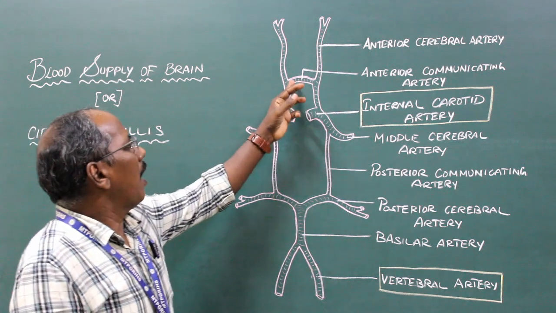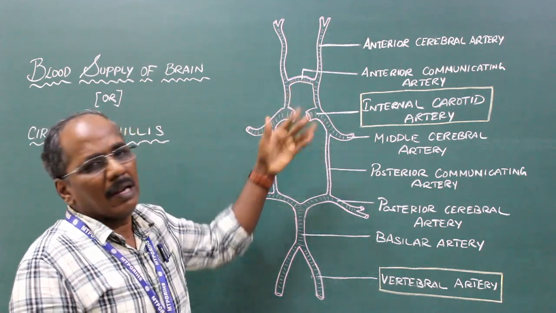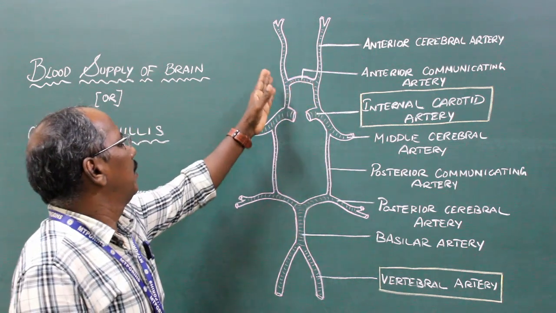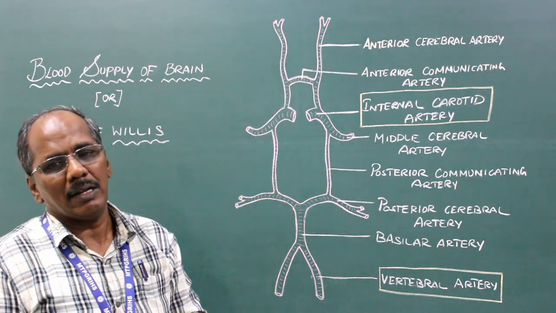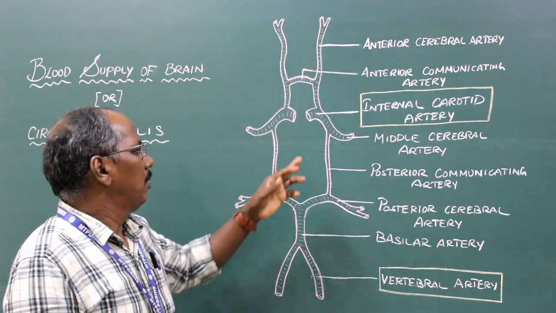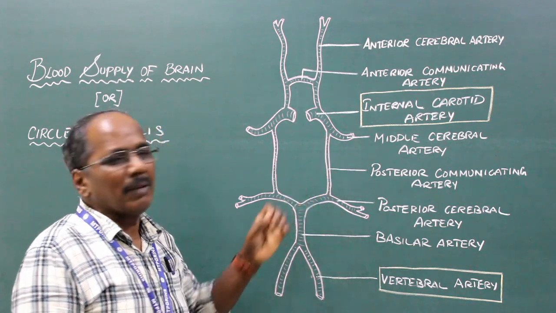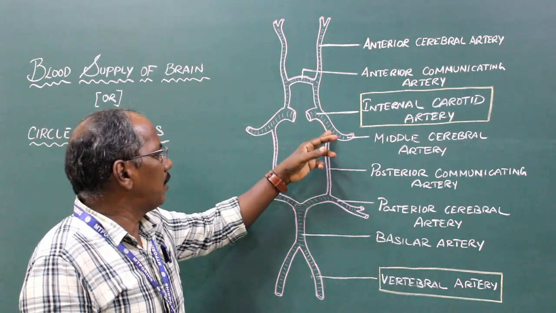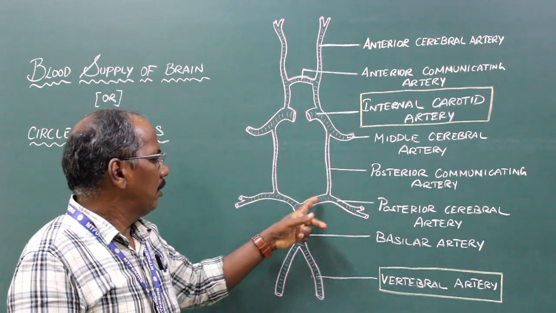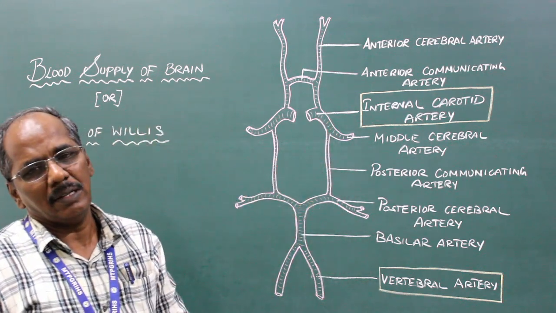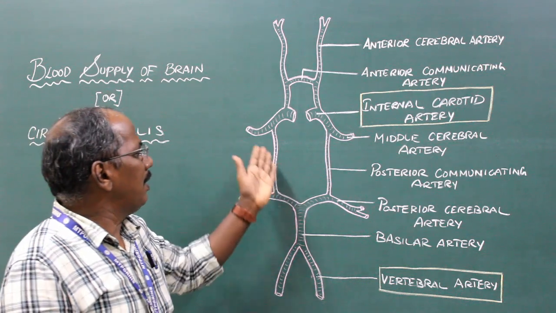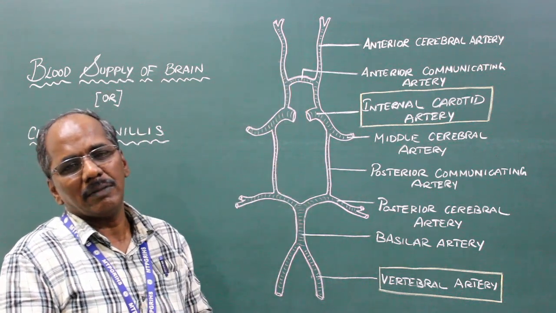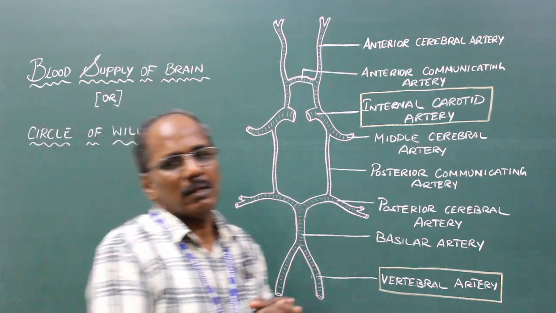Number 4, anterior communicating artery, which connects the two anterior cerebral arteries. Number 5, posterior communicating artery. It connects the internal carotid artery with the posterior cerebral arteries. So these are the cerebral arteries which supply the brain.